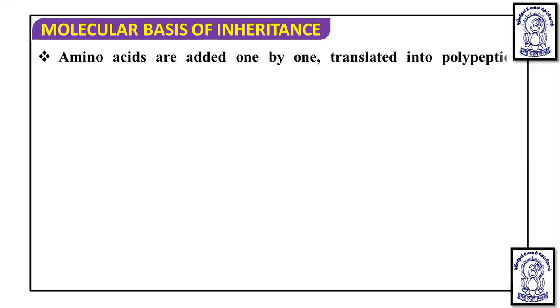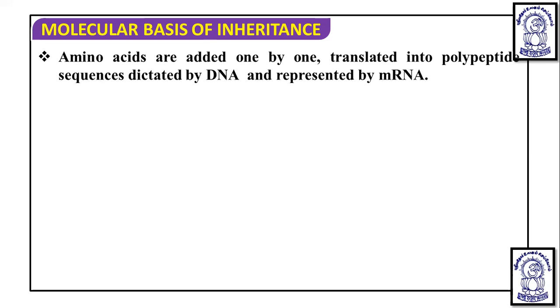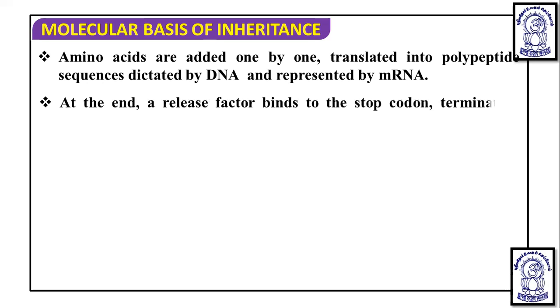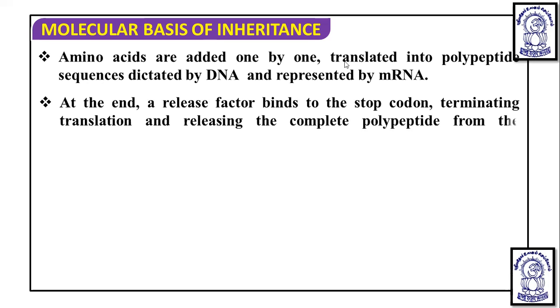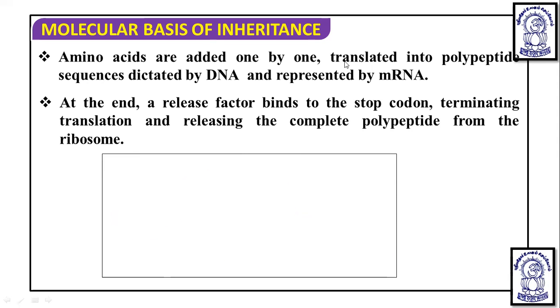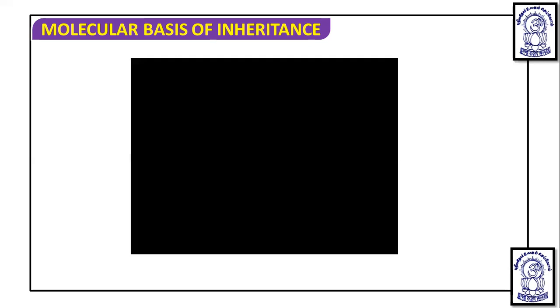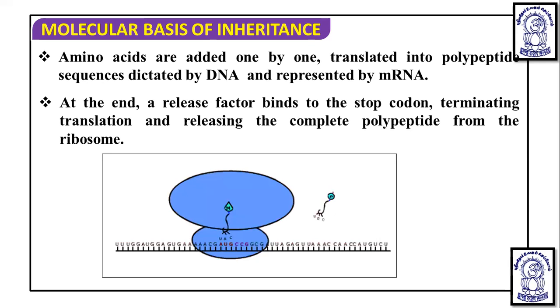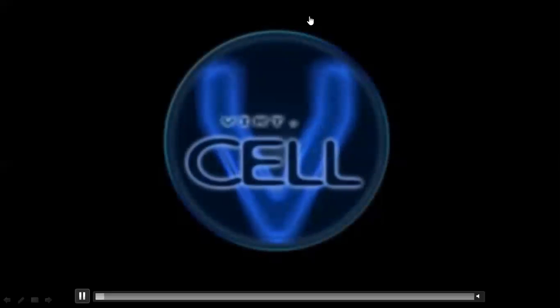So amino acids are added one by one, translated into a polypeptide sequence, dictated by DNA but actually represented by mRNA, because here mRNA is used. And at the end, we have studied that release factor binds to the stop codon and terminates translation, releasing the complete polypeptide from the ribosome. You can see how the new charged tRNA comes and binds, then peptide bond formation occurs, and this process goes on. This is the whole process which we are going to see.